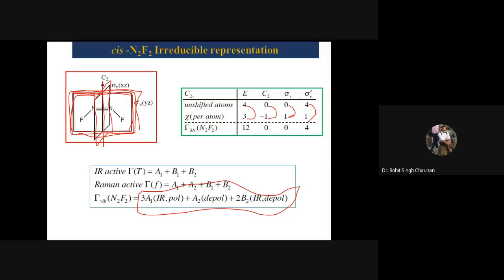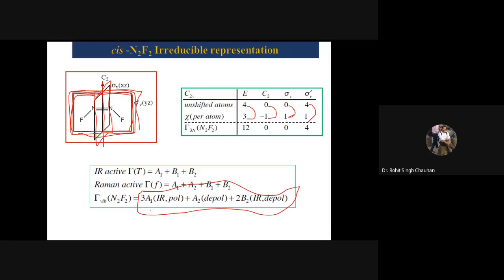What do you have to do? You will remember I told you 1 by h. What will h be here? 4. E 1, C2 1, sigma v 1, sigma v dash 1. So the order of the group is 4. So we write 1 upon 4 in bracket 12 multiplied by the irreducible representation. If you are taking A1, then you will write 1 for E. In this way you will solve and you will be able to get it. Later on we will see. I have not shown the character table here, otherwise I would have been asked.